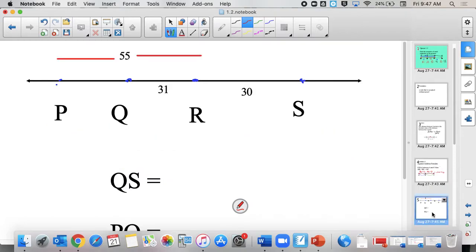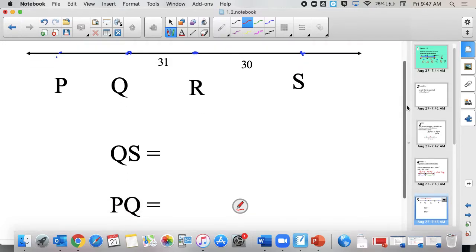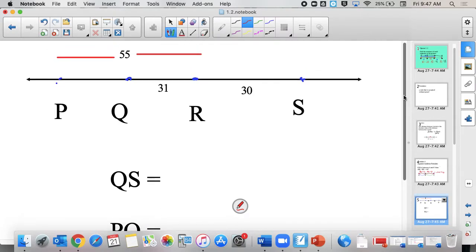Taking a look at your notes then, taking a look at your example, go through and find QS and PQ. So P to R is 55. Q to R is 31. To find P to Q, which is one of the pieces we are missing, we have to subtract instead of add. So 55, the whole thing, minus that QR, which was 31. We subtract them out, we get P to Q to be 24.